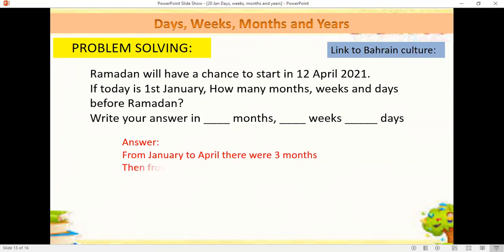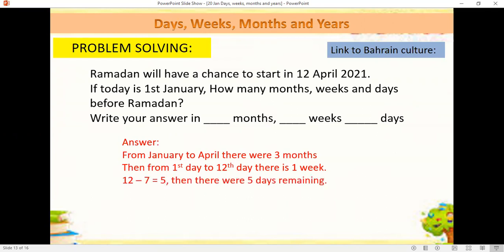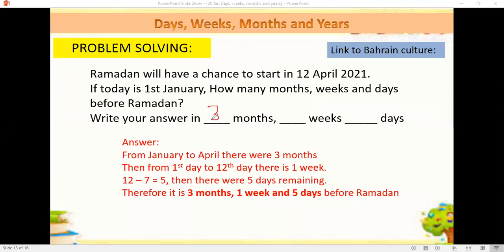And then, how many? Then from the 1st day to the 12th day, there is 1 week. And then 12 minus 7 is 5. So then there were 5 days remaining. Therefore, 3 months. Okay, I will write it there so it will be clear. So 3 months, 1 week, and 5 days.